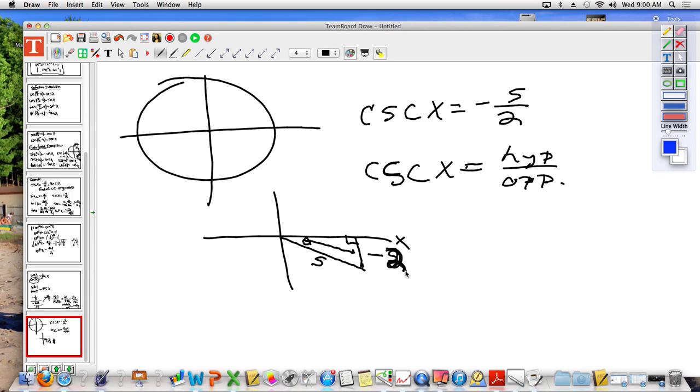Yes. No. Okay, so here you guys, we have the Pythagorean theorem going on. You could just go, 5 squared minus negative 2 squared.